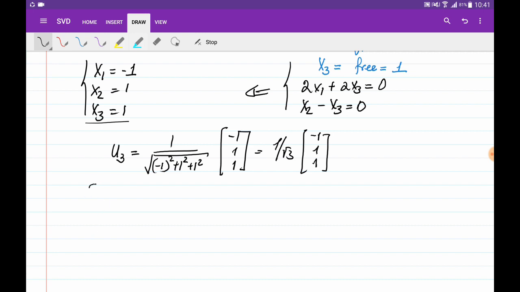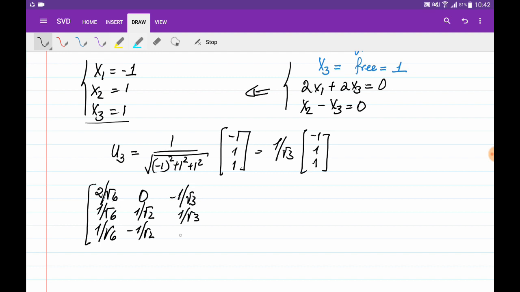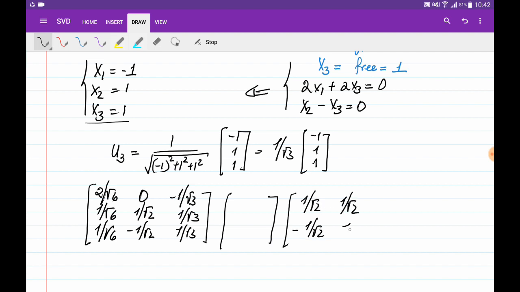Now the SVD decomposition becomes: the matrix with columns 2 over square root of 6, 1 over square root of 6, 1 over square root of 6; 0, 1 over square root of 2, minus 1 over square root of 2; and minus 1 over square root of 3, 1 over square root of 3, 1 over square root of 3, multiplied by sigma, and multiplied by V transpose, which was 1 over square root of 2, 1 over square root of 2, and minus 1 over square root of 2, 1 over square root of 2.